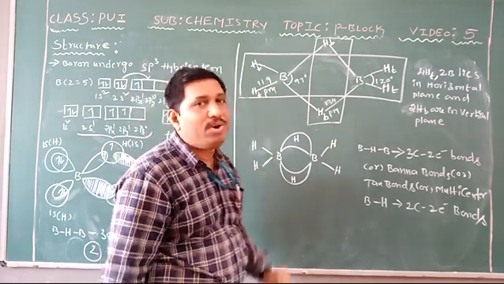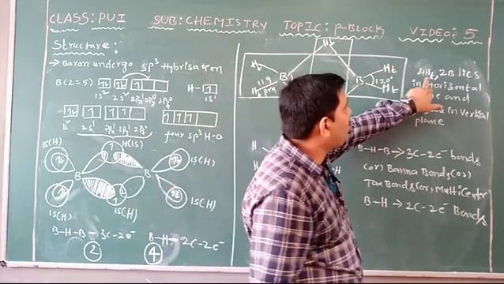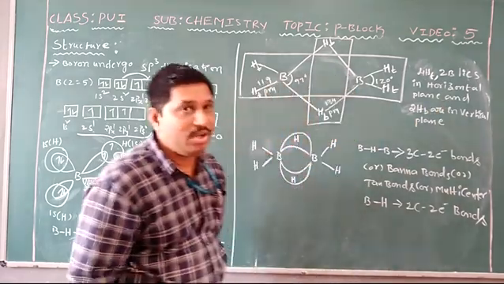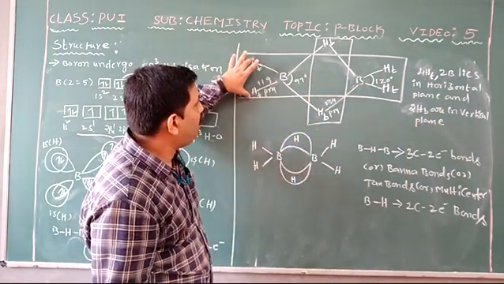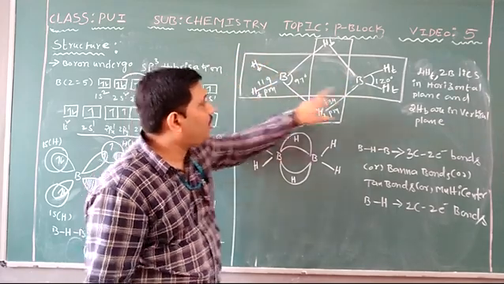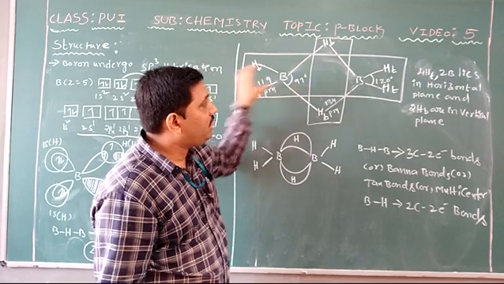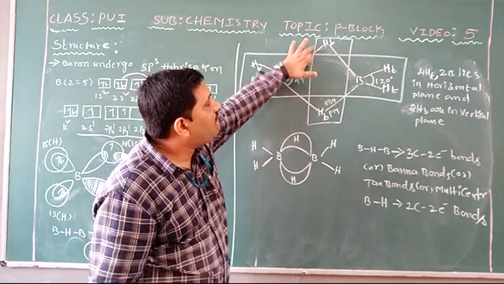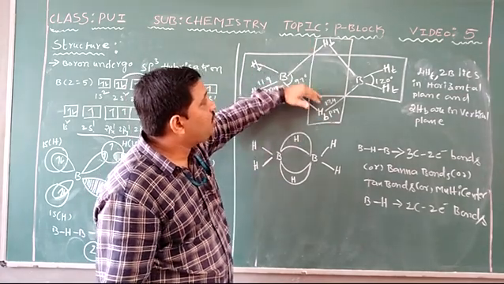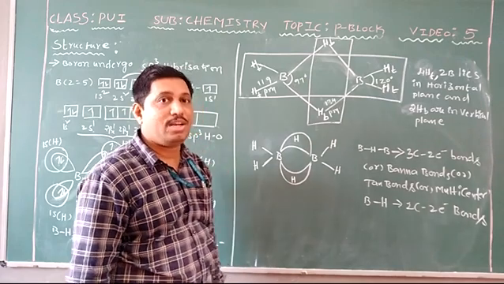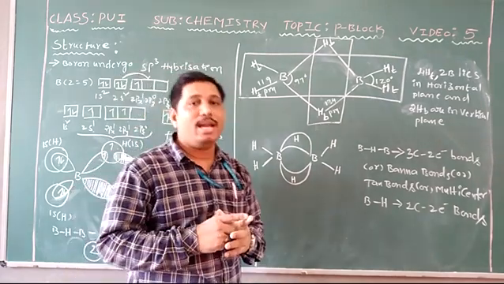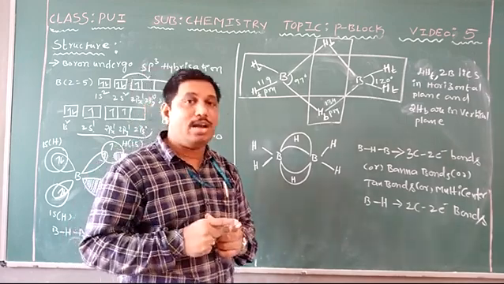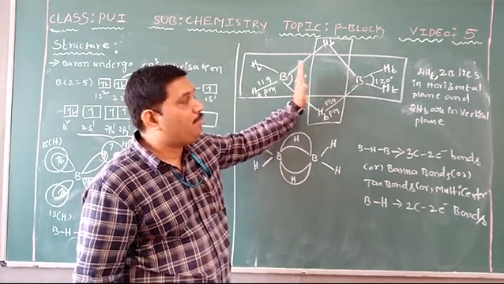Next one is, in the diborane structure, the 4 terminal hydrogen atoms and the 2 boron atoms lie in the horizontal plane. You can observe, student, the 2 boron atoms and the 4 terminal hydrogen atoms lie in one plane, that is a horizontal plane. Whereas the two bridged hydrogens are present in a vertical plane which is perpendicular to the horizontal plane. The remaining two bridged hydrogens are perpendicular to the plane of the boron atoms.